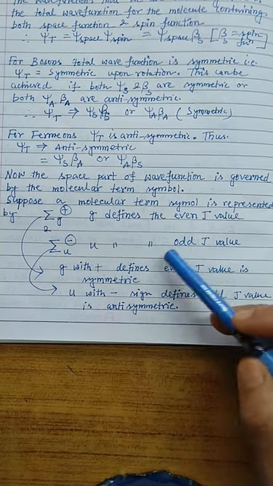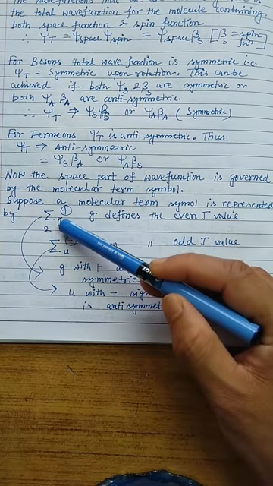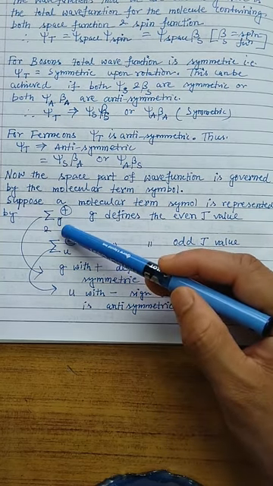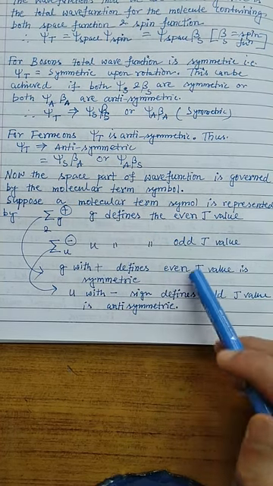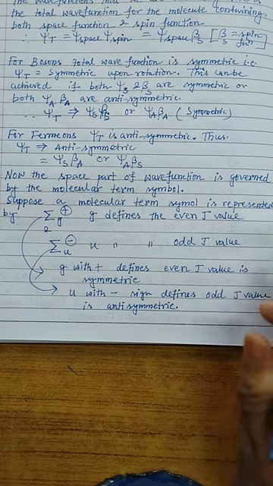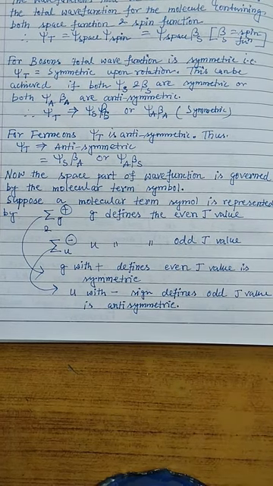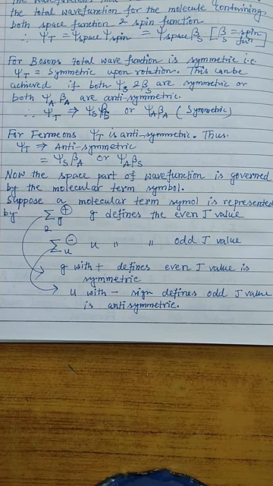Okay, look at this thing: in this particular notation, g with the plus sign will appear. So what does it mean? G with plus sign defines that the even J value is symmetric, meaning the transitions consisting of even J values, 0 to 2, 2 to 4, this type of transitions are symmetric, and J should be even.